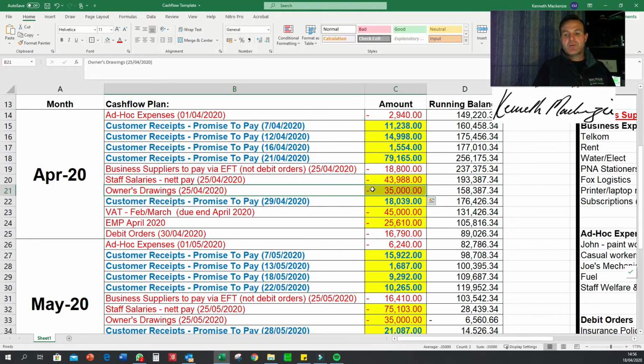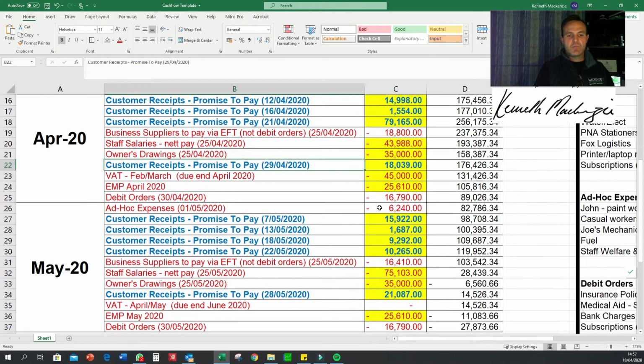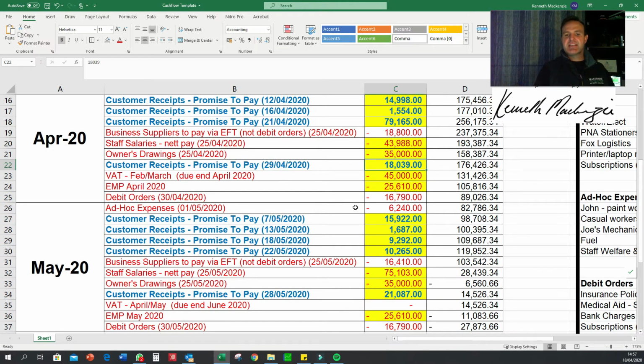If you're the owner of the business, let's say ABC Business, the owner wants to take a drawing to get him through the next 2-3 months. We slot that in there. And then we have more customers paying us between the 25th and the 29th. So we put in the 29th here. There's about 18 grand coming in. We verified it. Perfect. We're happy to put that in.